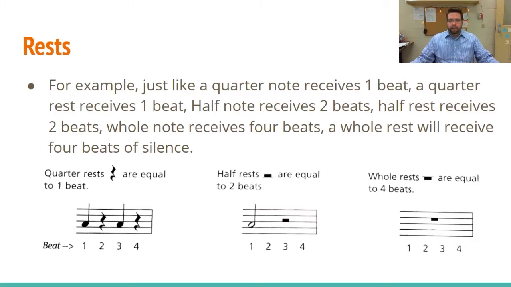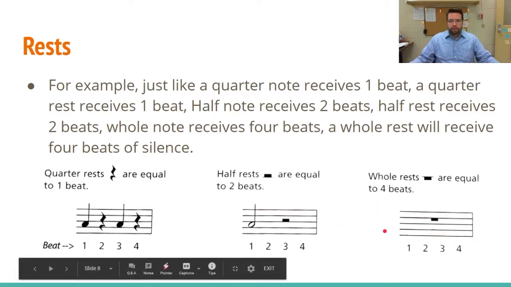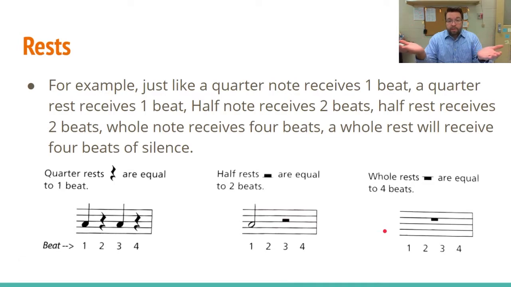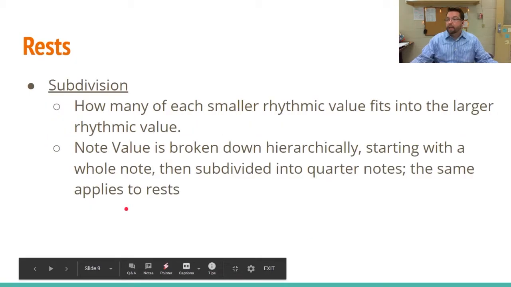Now, what about a whole rest? What are we going to do on a whole rest here? What we're going to do here is we simply open up our hands and we pulse a silence for 4 beats. 1, 2, 3, 4. That's a whole rest. That one's fairly straightforward and simple to do. All right, let's keep going.